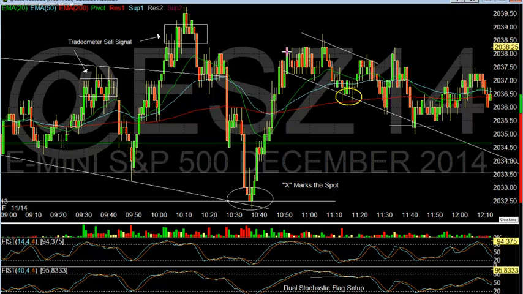And we popped back up here, and then we had a dual stochastic flag setup. I took this trade. You can see that on the other videos. We had a nice pop, then we continued, and we took profits. Remember, the bracket order is going to take us out, so we're not worried about it.